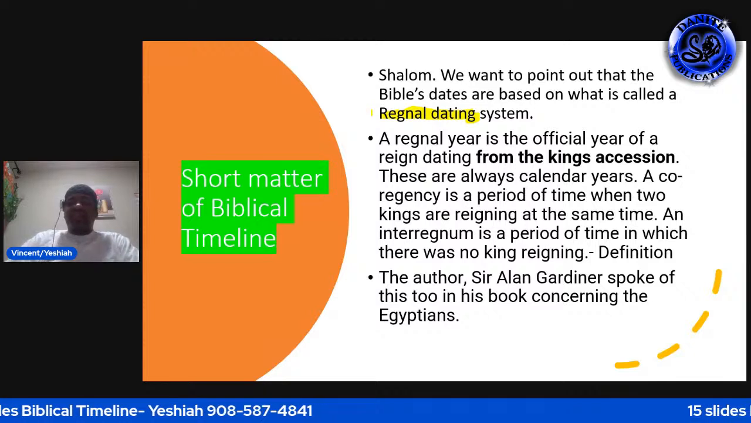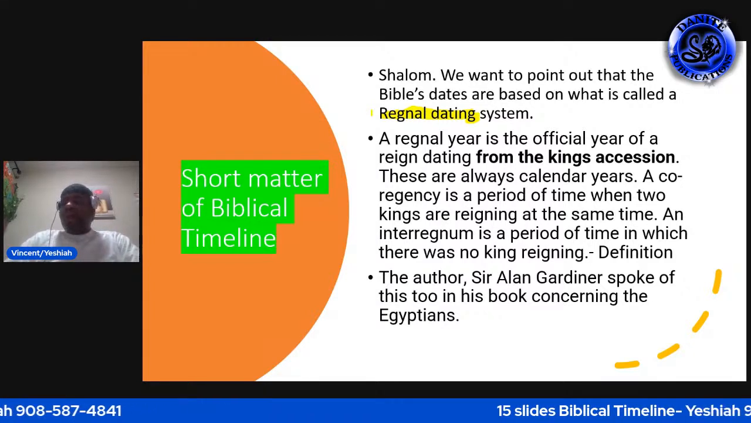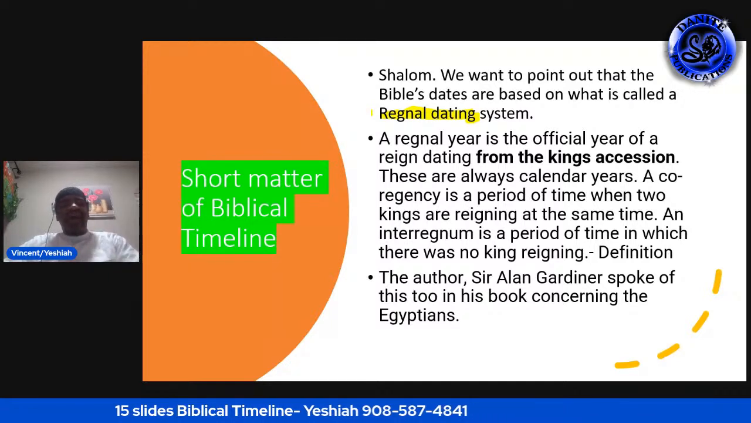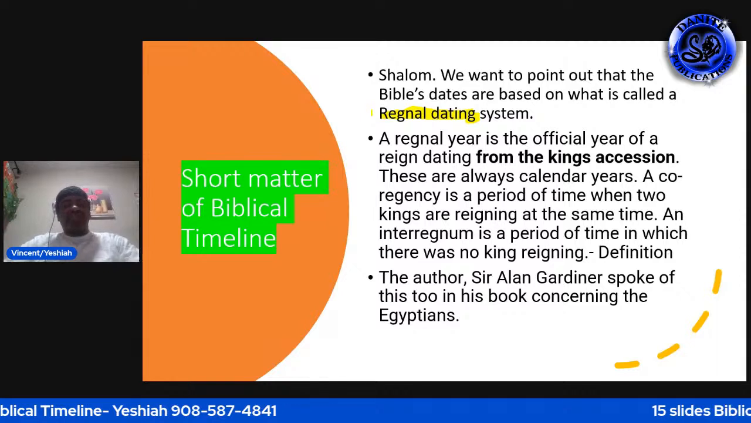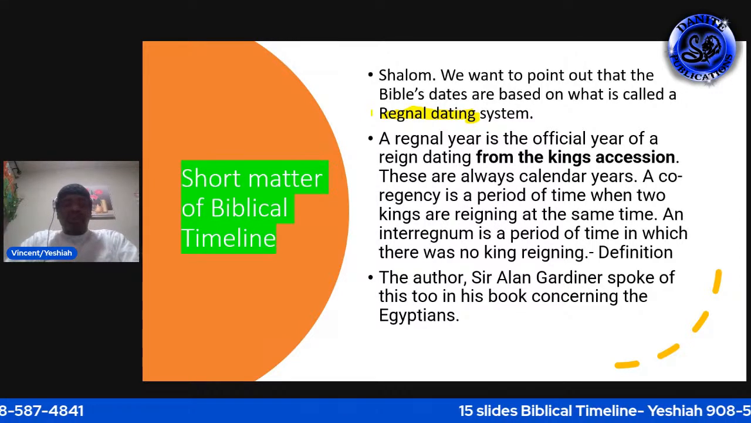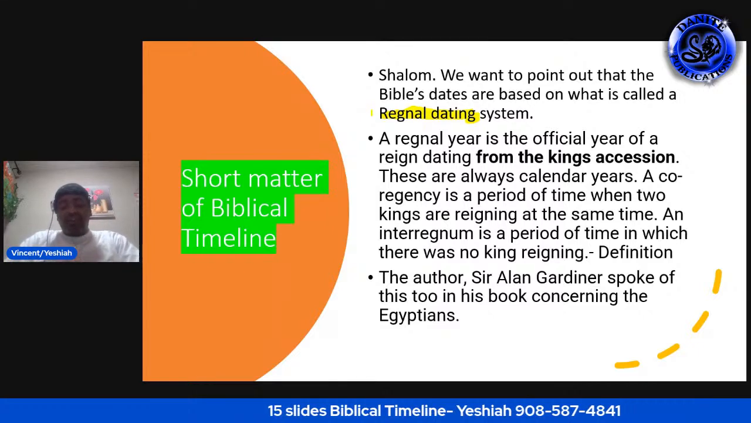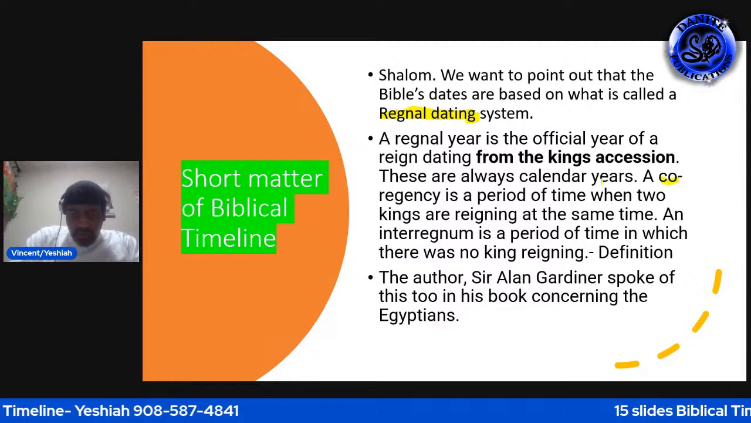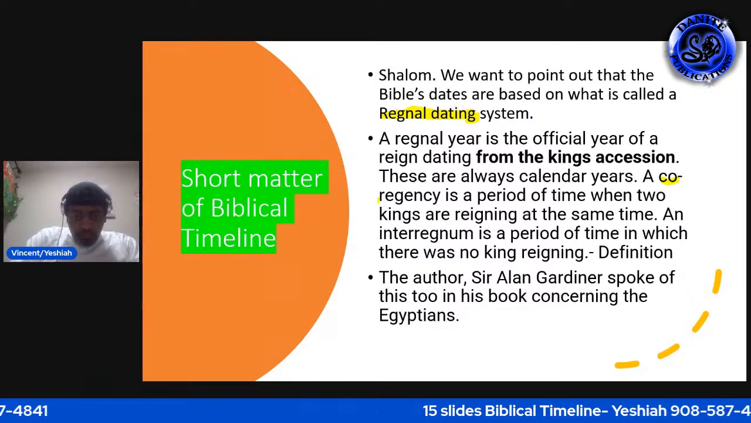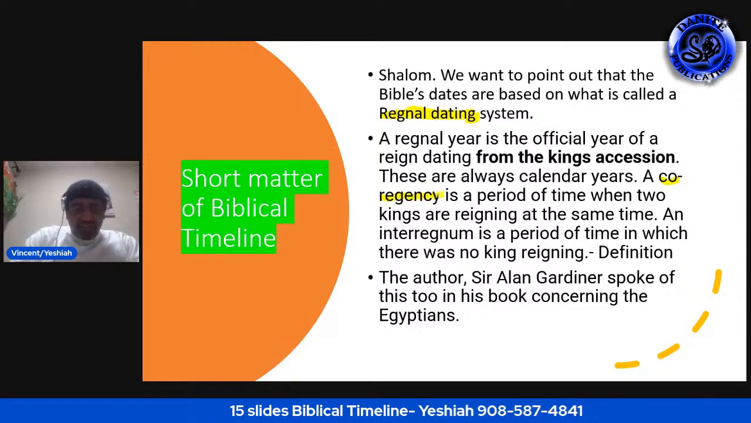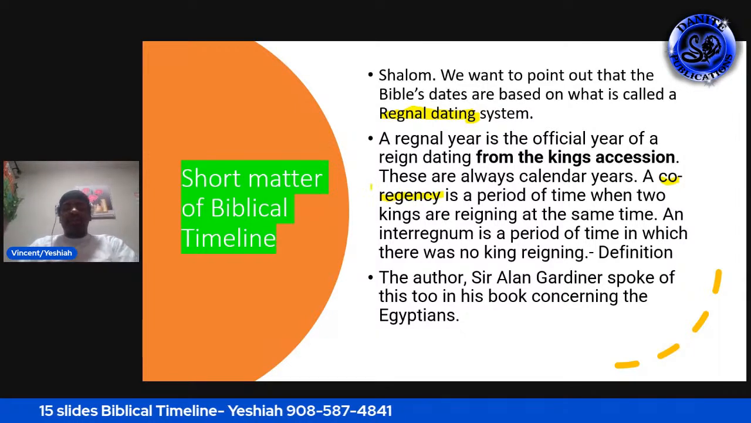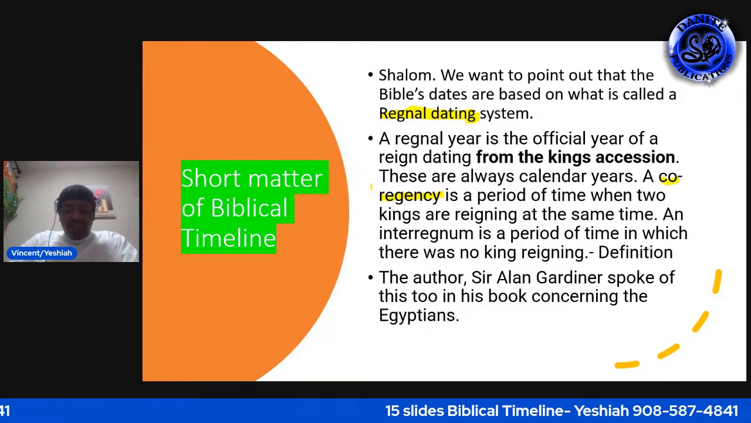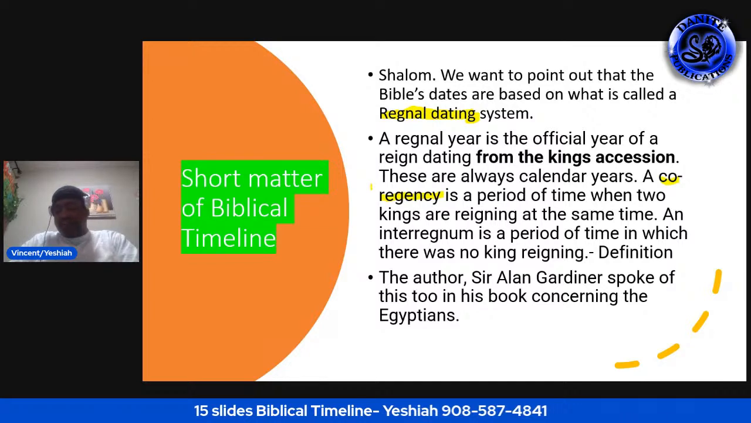Did you know, brothers and sisters, that inside of the Egyptian era, you happen to have Mentuhotep IV of Dynasty 11, as well as Amenemhat I of Dynasty 12 ruling at the same time? So we want to understand what a regnal dating system is, as well as, brothers and sisters, what a co-regency is. All of these terminologies are important when dealing with this kind of subject. An interregnum is a period of time in which there was no king reigning.